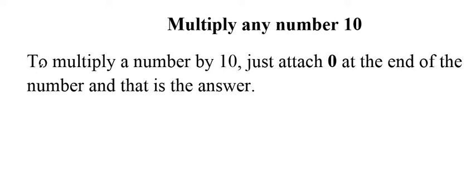We've gotten to how to multiply any number by 10. To multiply any number by 10, just attach 0 at the end of the number and that is the answer. And this is a very cool deal because it's a very simple multiplication that I believe every student can do without difficulty. We'll take a few examples and see.